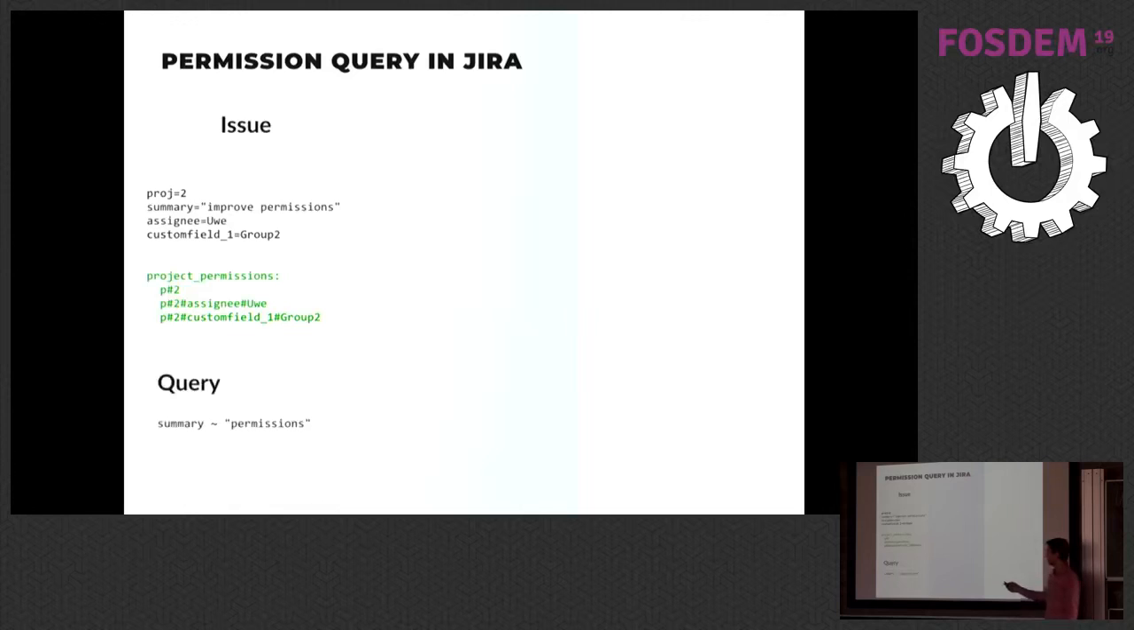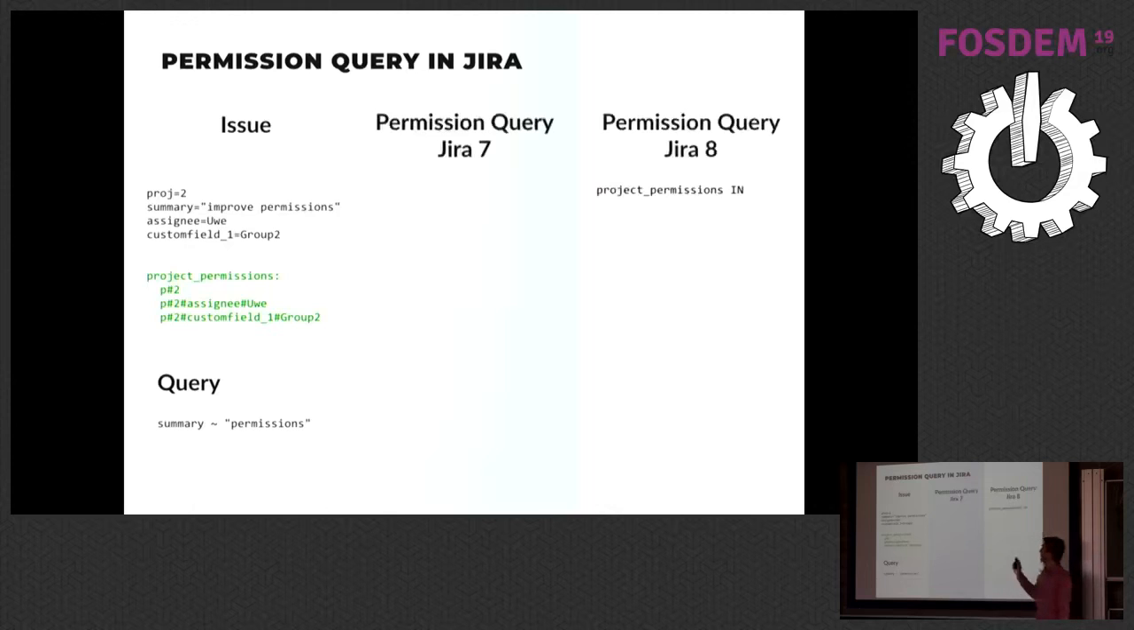Say I'm searching for summary is like permissions. This is what I want to see. But on top of that, Jira needs to add a permission query which will limit the results to what I am allowed to see. We'll be building 2 permission queries, one in the old style, which will be a Boolean query, and the new one, which will be a term in set query. Term in set is a query which will match as long as there is one element in the query that matches one element that was indexed in the new field project permissions.